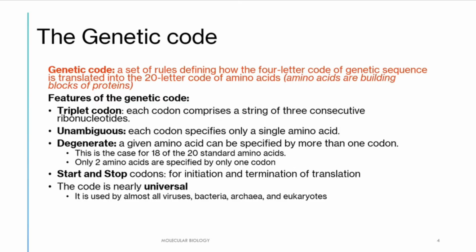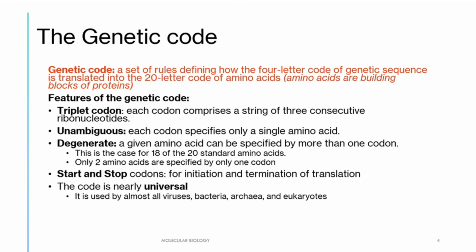The first one is that it's a triplet codon, which means every codon in the genetic code is comprised of a string of 3 consecutive ribonucleotides. So any codon that we're talking about always has 3 nucleotides. So you have things like AUG, or maybe GCG and things like that. You can find on the table for the genetic code the amino acid that corresponds to a particular codon.